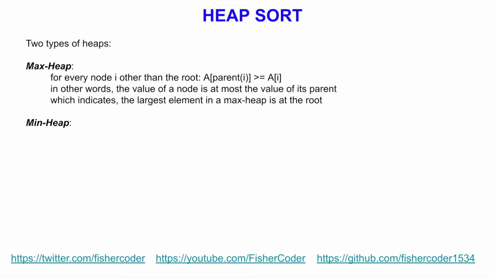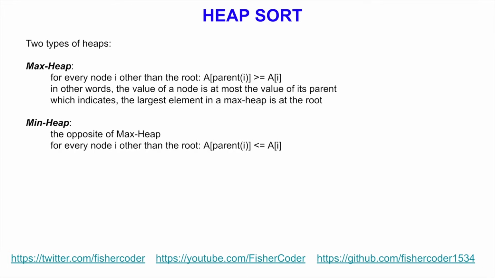Min heap, very simple, a different type of heap. The reason it's called min heap is because it's the opposite of max heap, which means for every node i other than the root node, its parent is going to be guaranteed smaller than or equal to i.